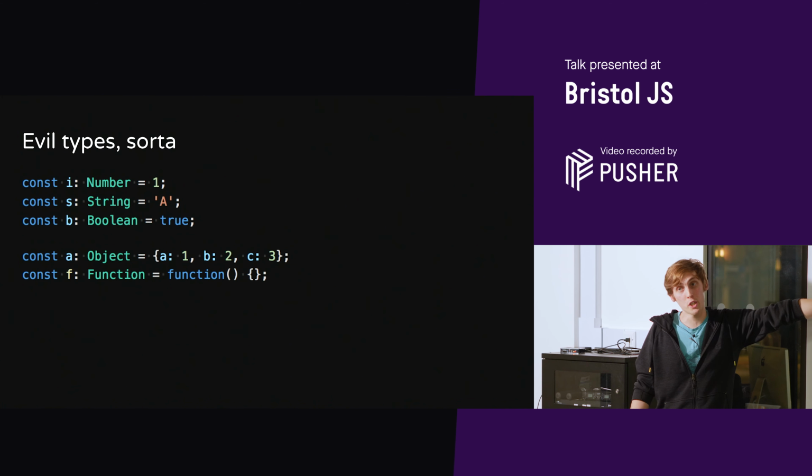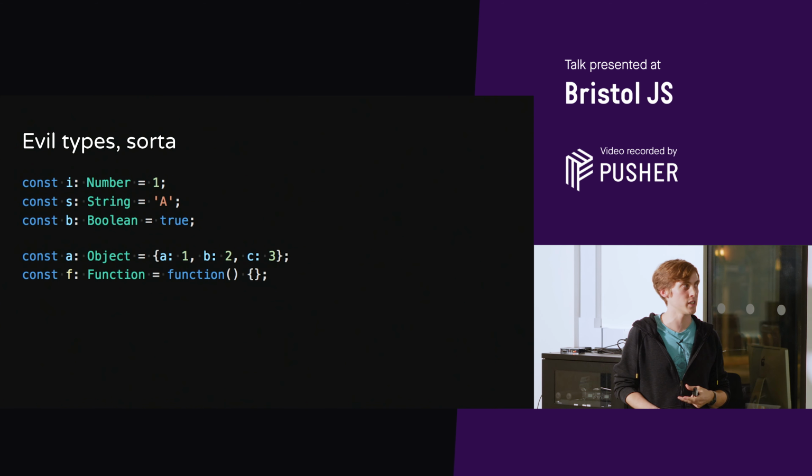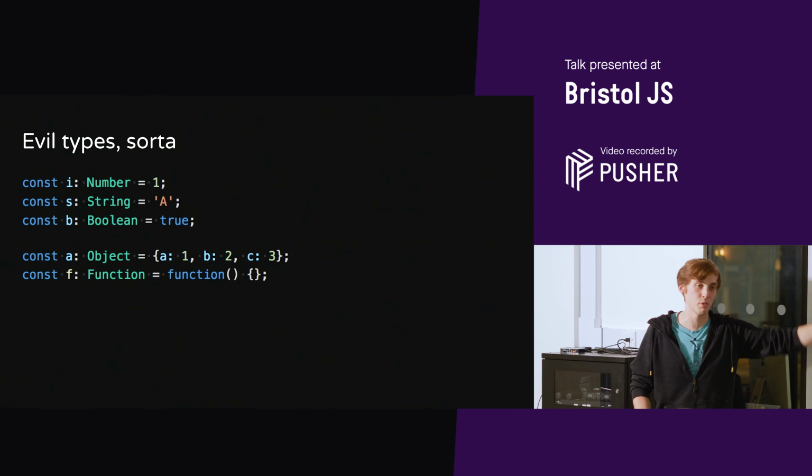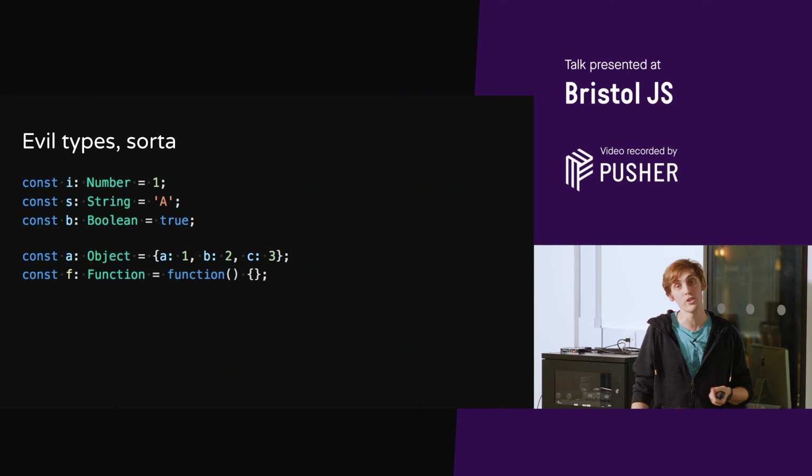With object and function as sort of keyword types, object basically just means this is a type of something that inherits from object. It basically is not telling TypeScript anything useful about it other than it's an object, and it's the same with function. So in all these cases, you would be better off just removing the type definition, and you would get a more accurate type.